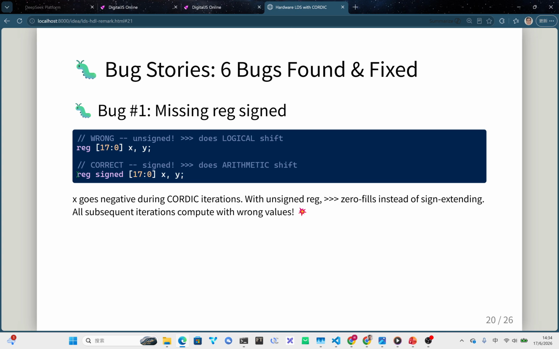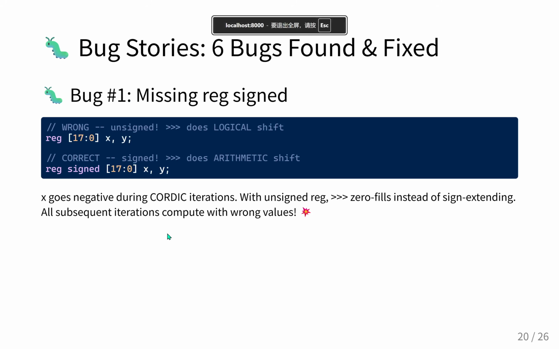That's called sign extension. But because they missed that one signed declaration, the hardware defaulted to a logical shift. Right. So it pulled in a 0 instead of a 1. Exactly. And the moment that 0 hit the wire, a negative tracking value instantly transformed into a massive positive number. The geometry was just completely corrupted.